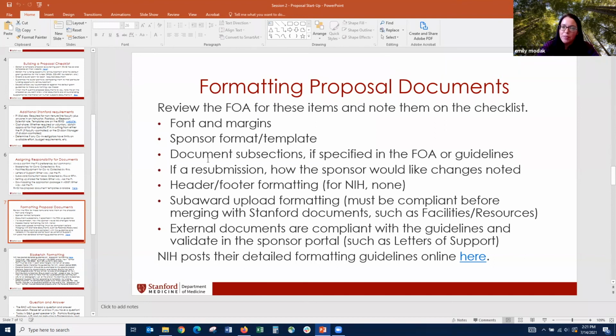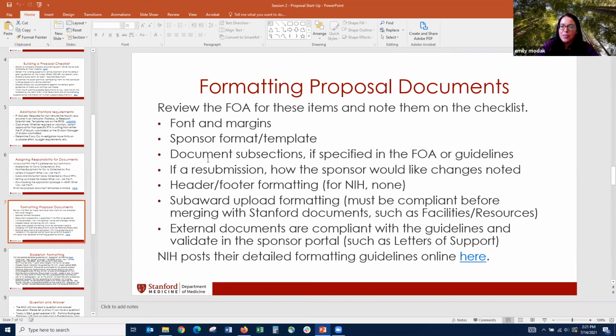Subaward upload formatting. When you get your subaward documents, they have to be compliant before merging with the Stanford documents. We have our facilities document, and then we add theirs after it, and then upload them together, but they've both got to be formatted exactly correctly. And then external documents need to be compliant.